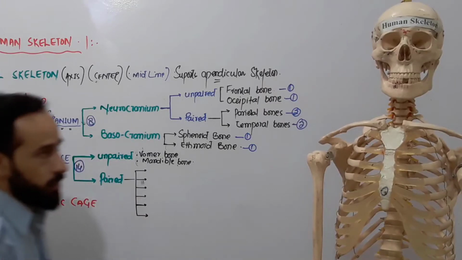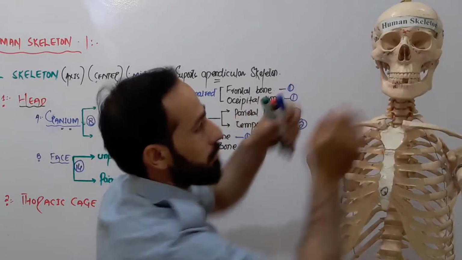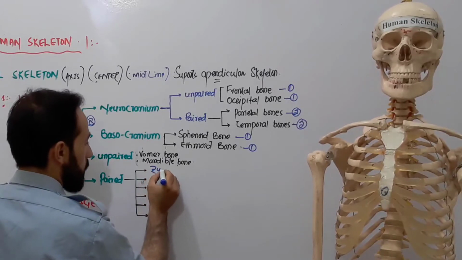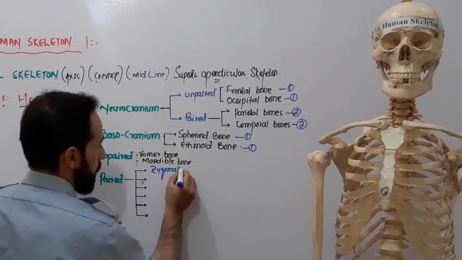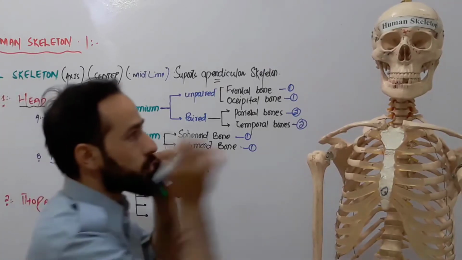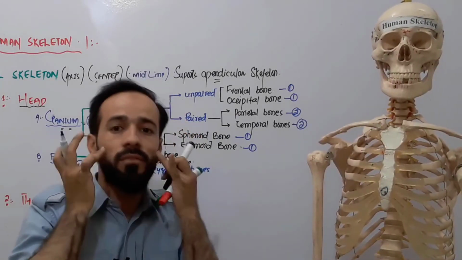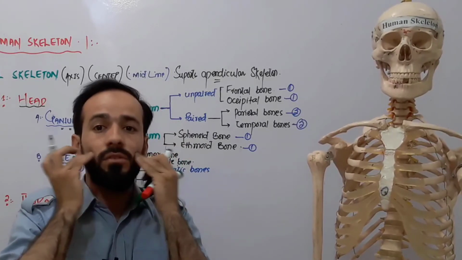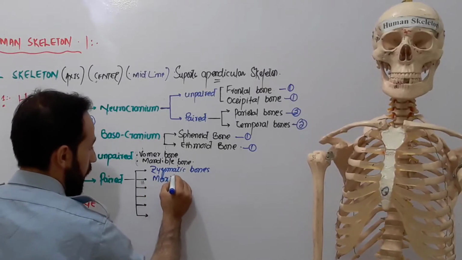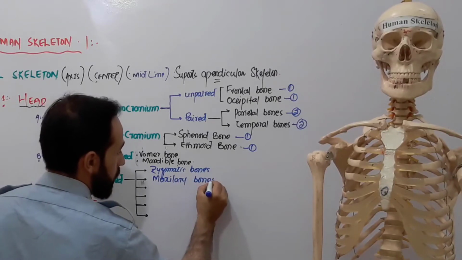Look carefully. First of all, there are two zygomatic bones. As you can see here, these are the zygomatic bones. So let me write their names here with this blue color. Zygomatic bones, right? Then there are two maxilla, right? These are maxillary bones or maxilla, which make the upper jaw, right? So we say maxilla or maxillary bones, right?